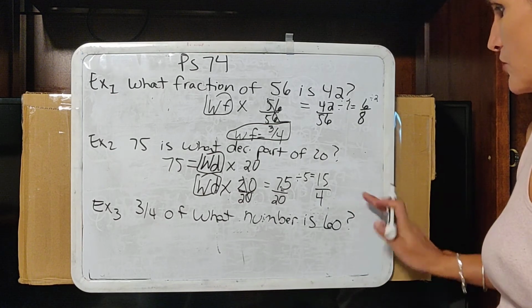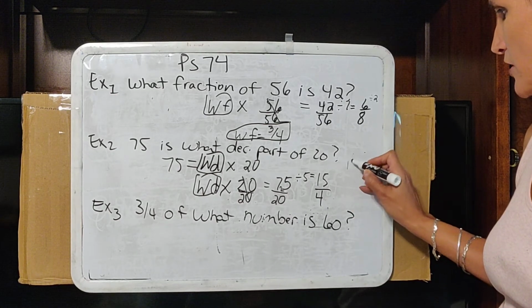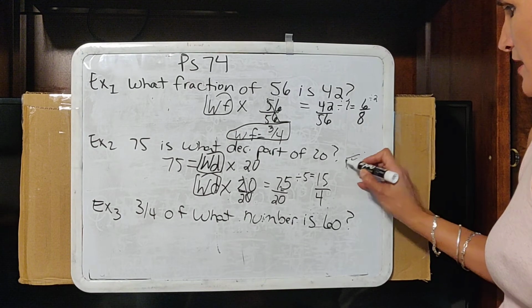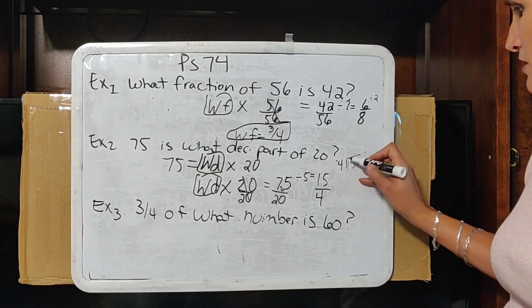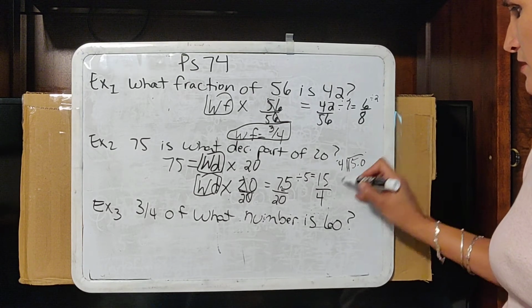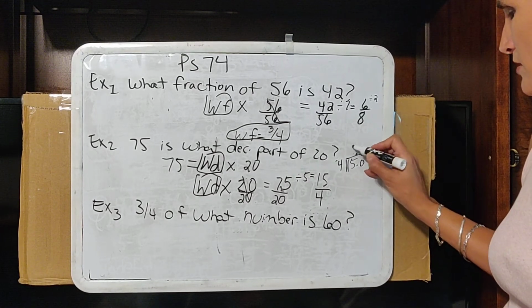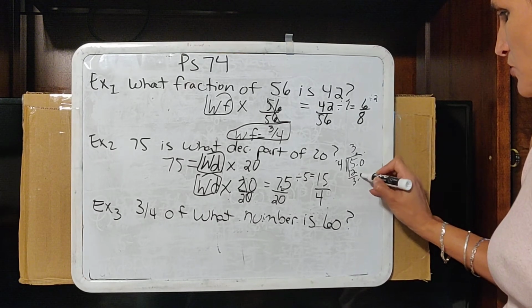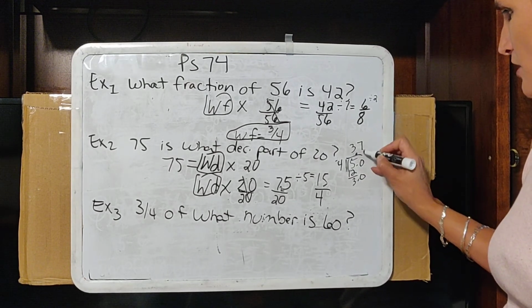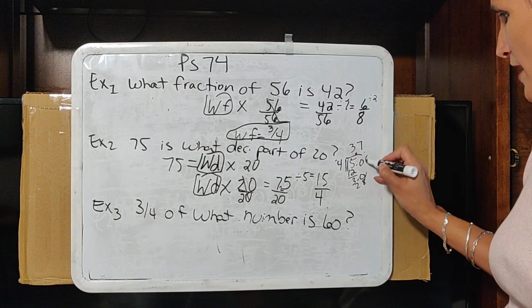and I'm running out of room here, so I'm going to have to put it over here. So you can take the 15, and you can divide it by 4. The top goes in the division box. Make sure you bring the decimal down. You have 3.7, that's 28. You have to add a 0.